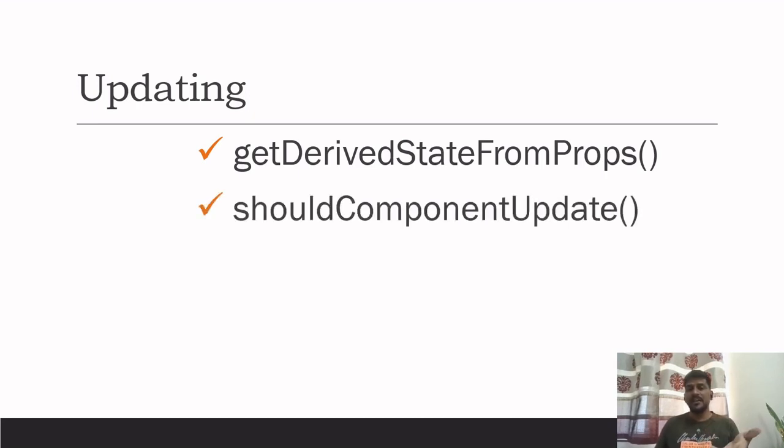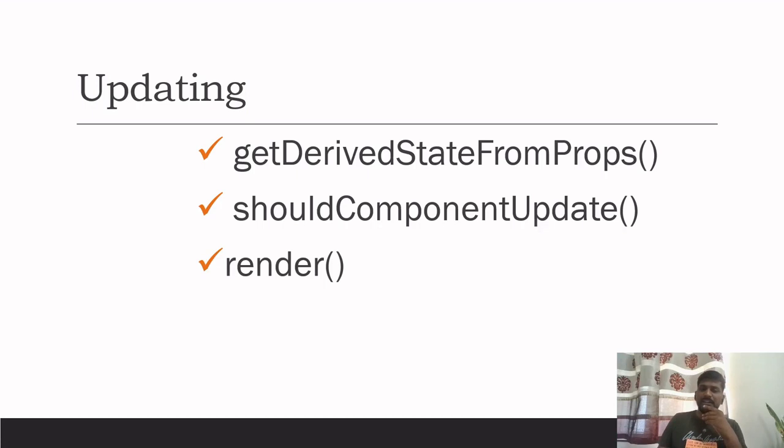Then after that, the method which gets called is shouldComponentUpdate. Here we can decide whether we want to re-render or update our component or not. If you don't want to re-render, then we can just return false. And if you want to render it, based on some conditions, with if-else, we can decide whether to re-render or not.